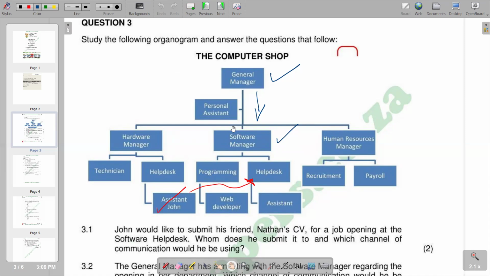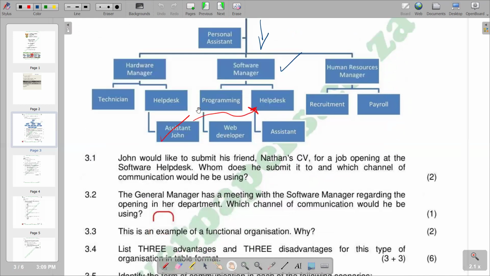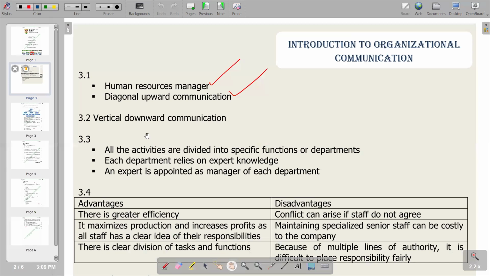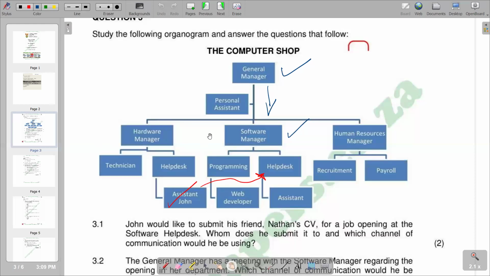So at the end of the day, the company is divided into separate departments or units. Here we have different departments: hardware, software, and human resources. That's exactly how we can explain that. To justify the existence of a functional organization in terms of the organogram, all the activities are divided into specific functions or departments. Each department relies on expert knowledge, and an expert is appointed as manager of each department, as we are seeing that we have a manager in each department. So basically that's what we have. Then we have the next question, 3.4.